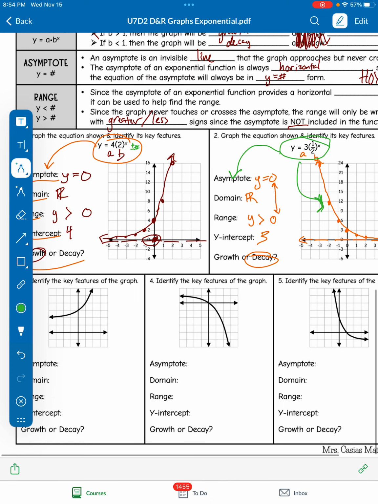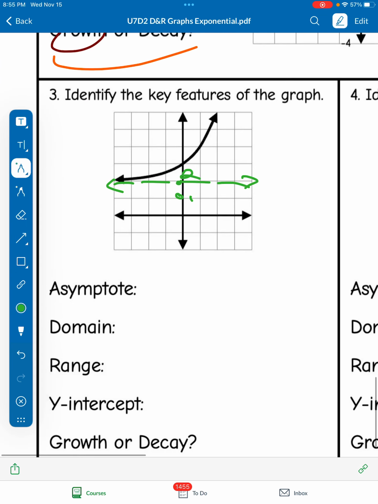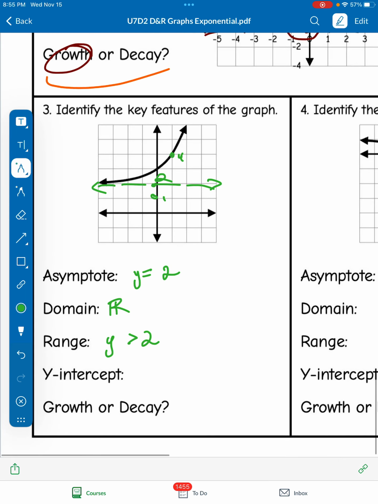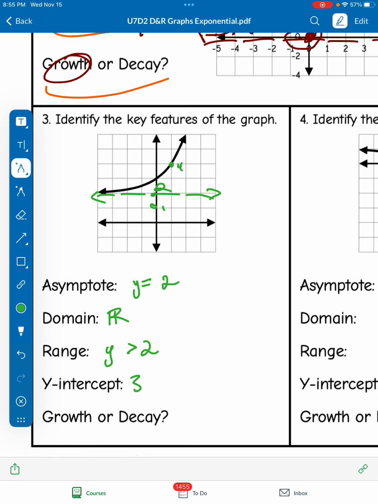In this case, the asymptote is going to change a little. And you can see the asymptote is now going to be here, which we're going to assume is at 2. It is horizontal, so it's still y equals 2. It's got arrows, so domains are real numbers. The range is y is greater than 2 because this number is 4 and 4 is bigger than 2. The y-intercept is sitting at 3, which is also bigger than 2. And this is growth because as we go from left to right, it is growing. It's getting bigger. We call that growth.